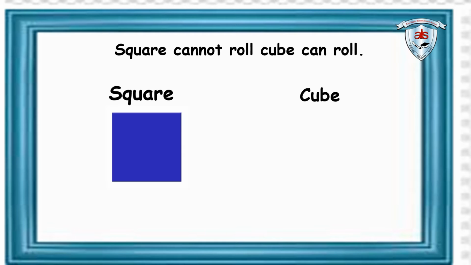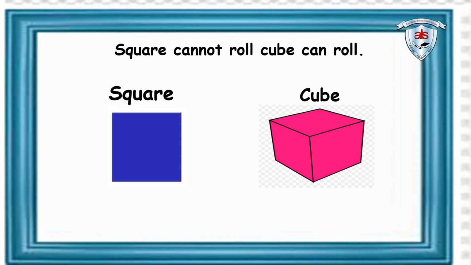Like we have a dice. When we play, we roll a dice. So 2D shape, square, cannot roll. It's a flat shape. Okay? But cube is a solid shape, so it can roll. Let us go to the next shape.